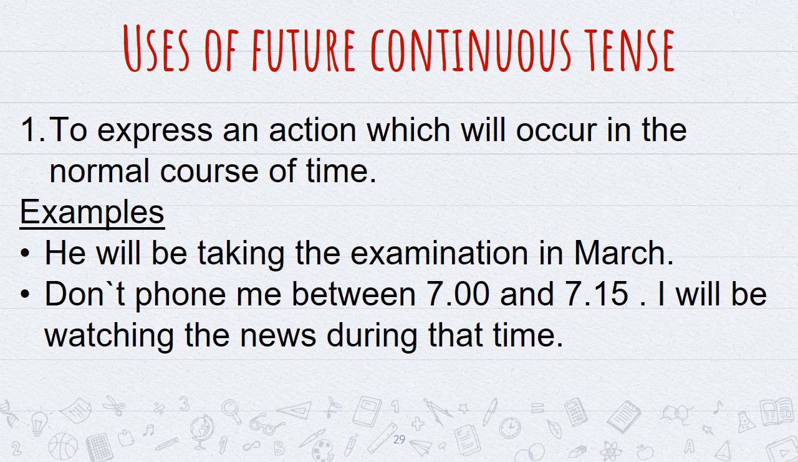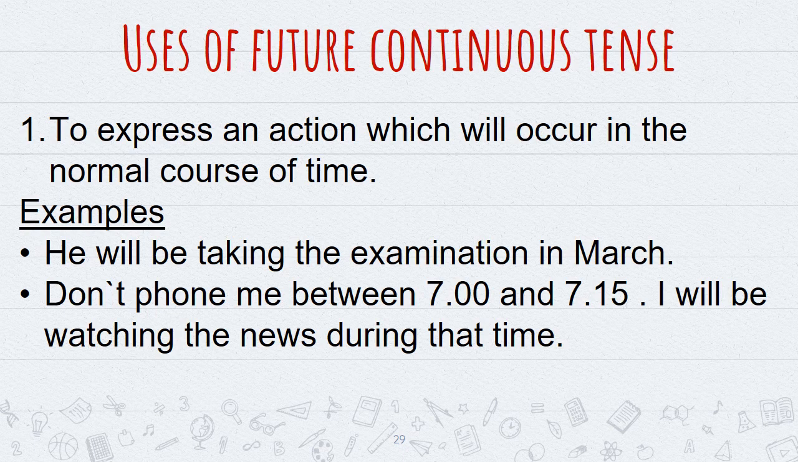Now I'll explain to you the rules of future continuous tense. Number 1. To express an action which will occur in the normal course of time. For example, he will be taking the examination in March. Don't phone me or don't call me between 7 and 7:15. I will be watching the news during that time.